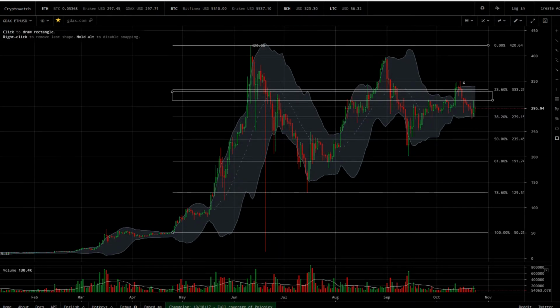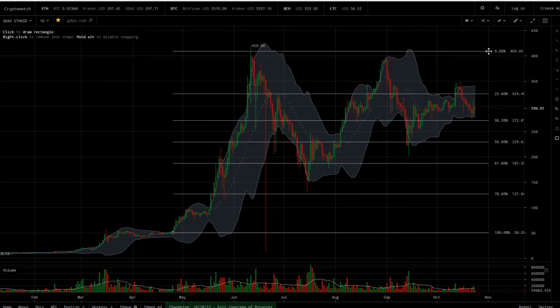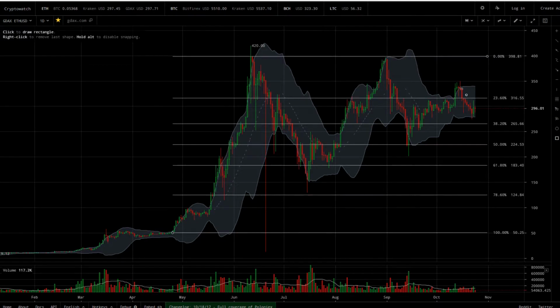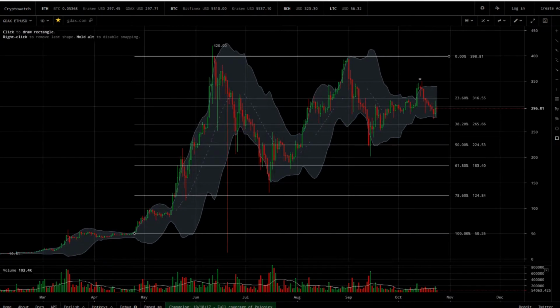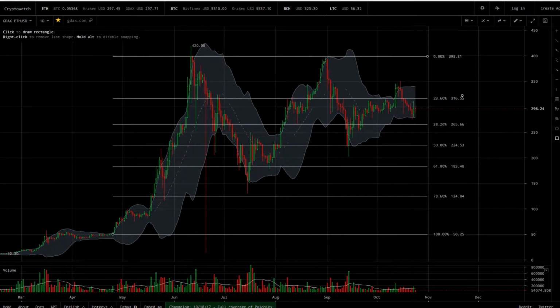Okay, so as we zero it in, watch how these lines start to find resistance here. We zero it in and boom, we get nice resistance here, we get nice resistance here, we get nice support, and you can see the Fib levels is a more accurate representation of what the market is actually doing right now.